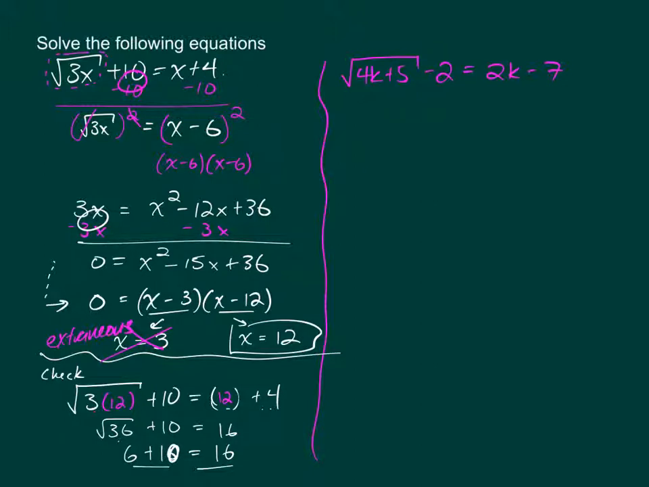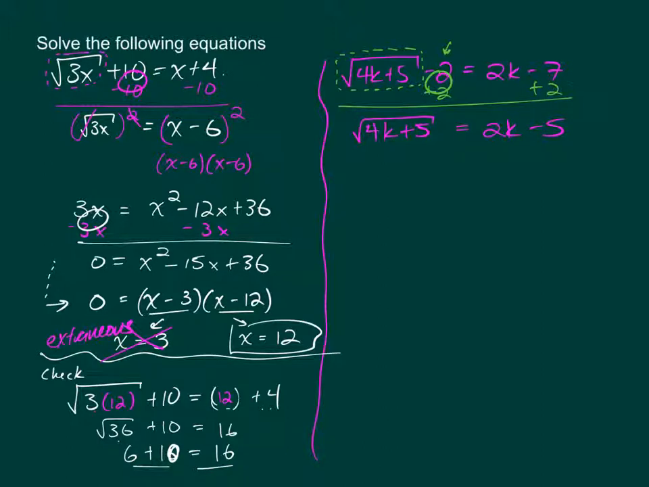So over here in this right example, we're going to try to do something very, very similar. So here you can see there's the square root, and there is something on the left side of the equation outside of the square root. It's that -2. So in order to isolate the square root, we need to add 2 to both sides. This zeroes out, and that gives you a new equation: 4k plus 5 inside the square root equals 2k minus 5.